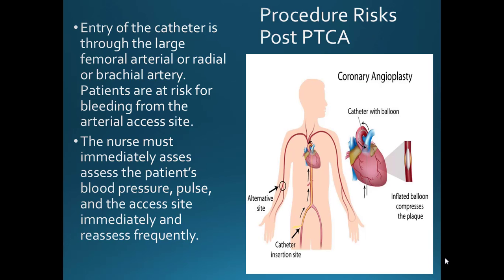During a PTCA, percutaneous coronary angioplasty, plaque can be scraped, roto-rooted, compressed, or stented to open occluded vessels. Entry of the catheter is through the large femoral artery or radial or brachial artery. The patient is at risk of bleeding from the arterial access site post-procedure, so the nurse must immediately assess the access site as well as assessing the patient's vital signs, and then she must frequently reassess.